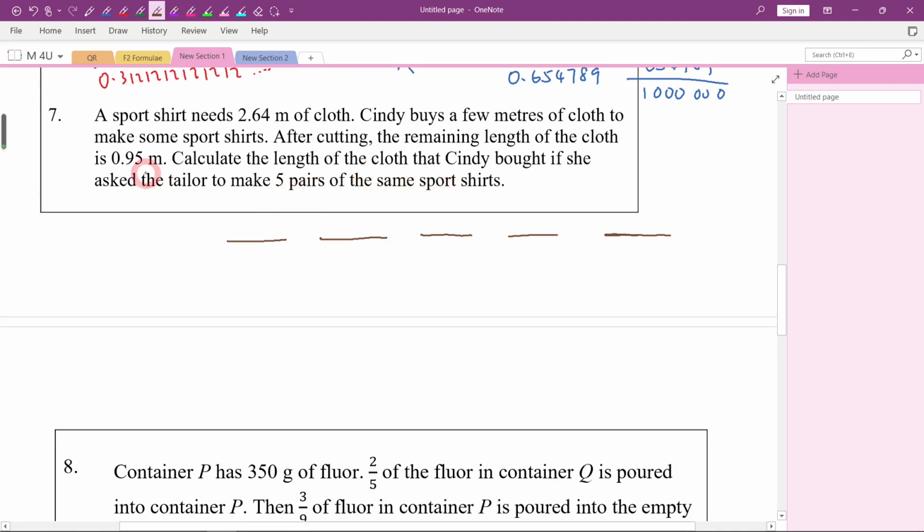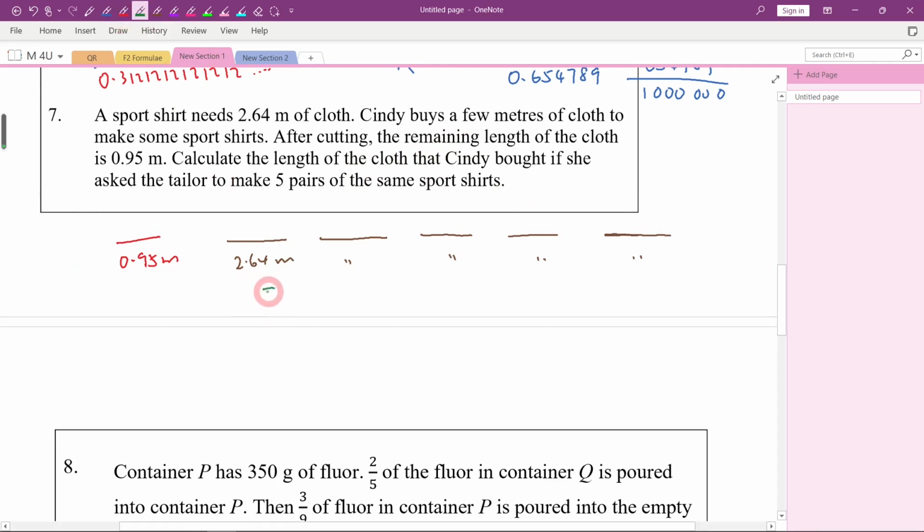So one sport shirt, we need 2.64 meter. Same thing here, 2.64 meter. 5 sport shirts, every one needs 2.64 meter. So after making these 5 same sport shirts, the remaining part is over here, which is 0.95 meter. So the question is asking us the length of the cloth that Cindy bought. It means the total length of this, right?